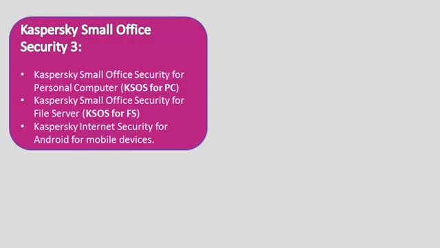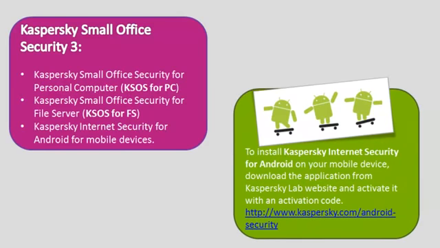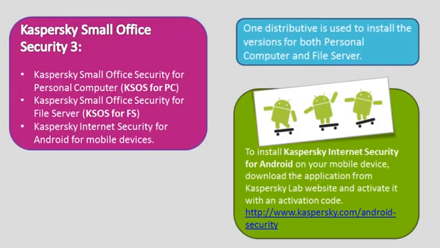Kaspersky Small Office Security 3 package includes Kaspersky Small Office Security for Personal Computer, Kaspersky Small Office Security for File Server, and Kaspersky Internet Security for Android for mobile devices. To install Kaspersky Internet Security for Android on your mobile device, download the application from the Kaspersky Lab website and activate it with an activation code. One distributive is used to install the versions for both personal computer and file server.